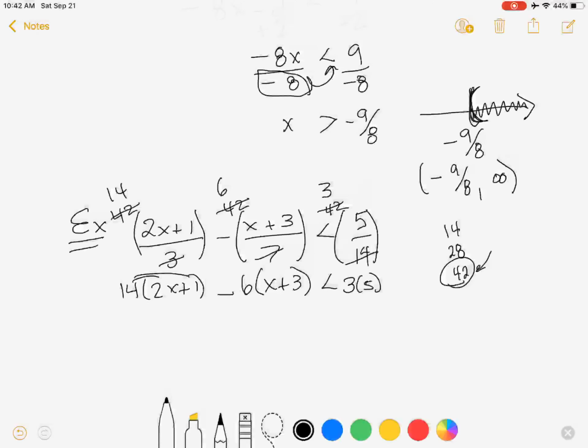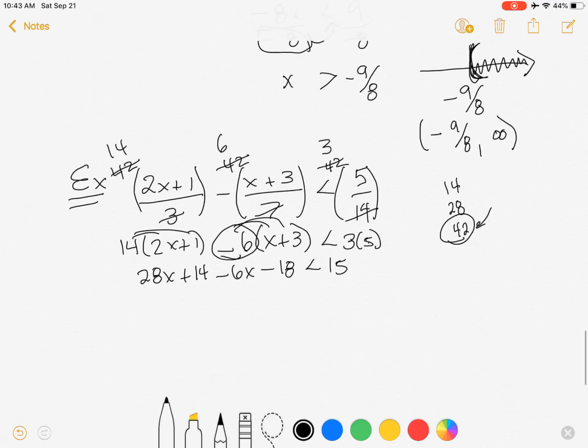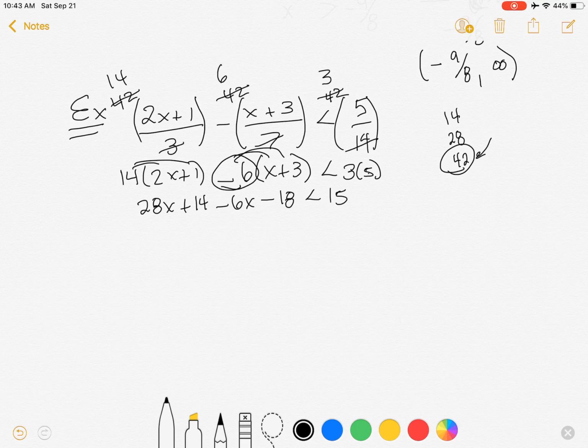If I distribute here, 14 times 2x is 28x. 14 times 1 is 14. I'm distributing a negative 6. So negative 6 times x is negative 6x. Negative 6 times 3 is negative 18. And 3 times 5 is 15. If I combine like terms here, 28x minus 6x is 22x. 14 minus 18 is negative 4, less than 15.